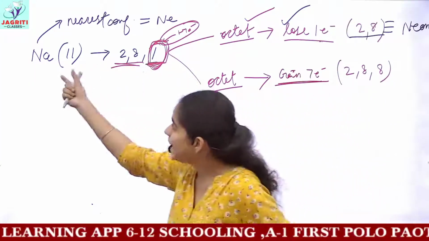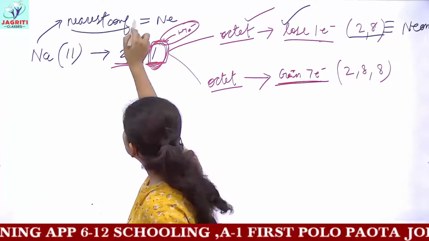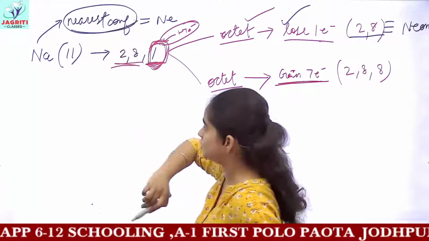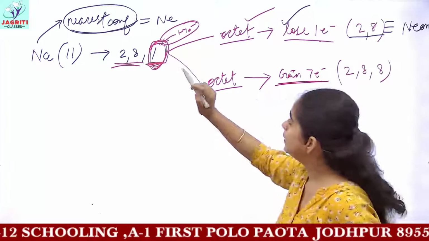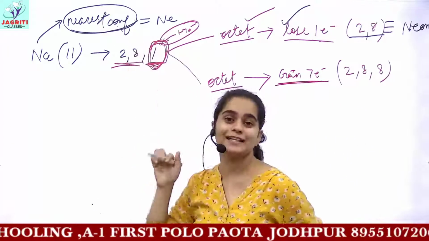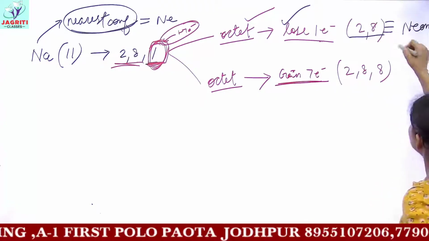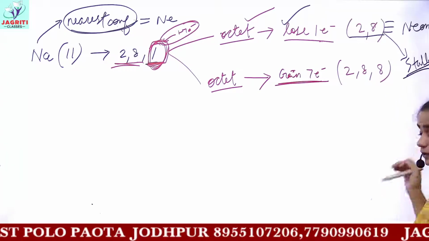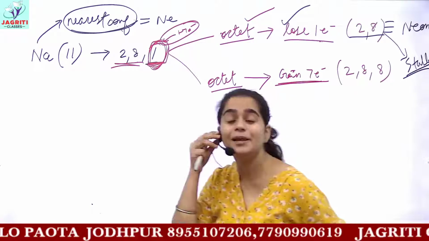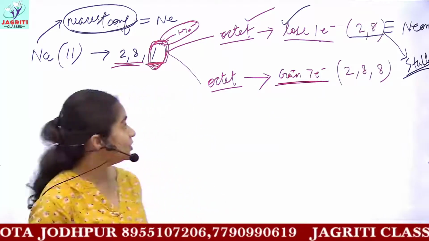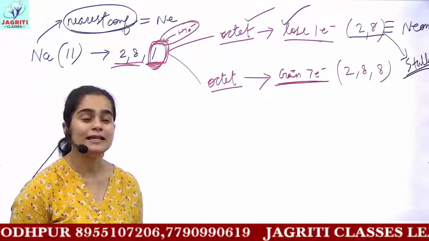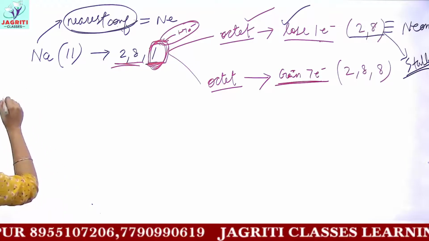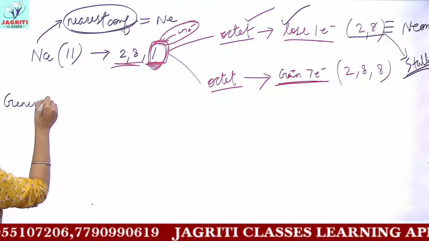So every atom wants to achieve the nearest noble gas configuration. And in turn, if it achieves the nearest noble gas configuration, the element becomes stable. And once the element becomes stable, it becomes less reactive. So this is what we mean by valency. Now we can also make a generalized rule for valency.